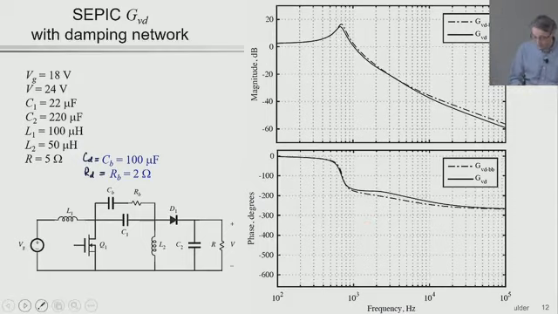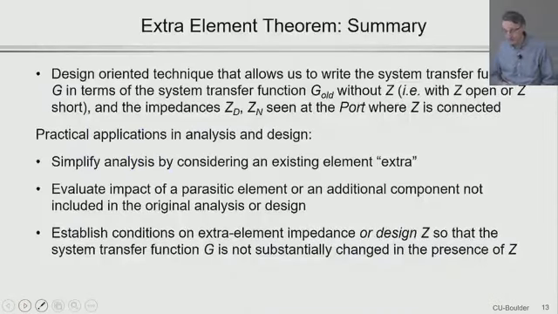Okay, so a summary on the extra element theorem. It's a design-oriented technique that allows us to write the system transfer function in terms of the system transfer function without an impedance that we consider extra. And there are two cases where we consider that impedance as an open or as a short. And the transfer function is written in terms of the correction factor that depends on the impedances ZD and ZN that are seen at the port where the impedance Z is connected.